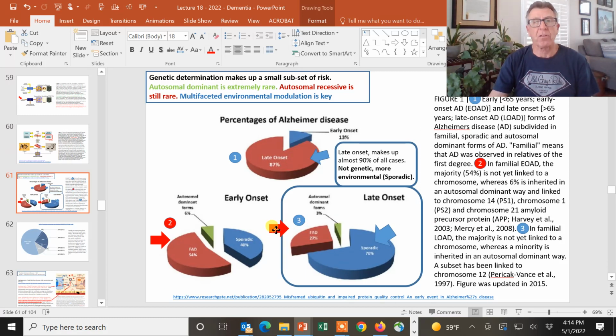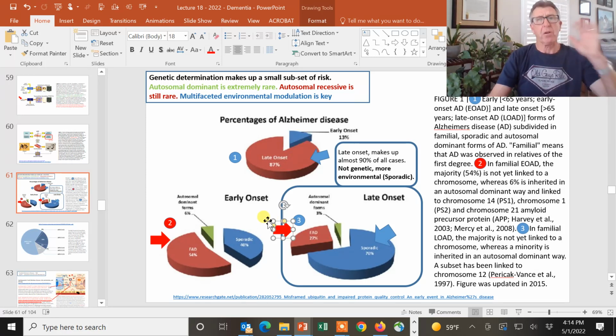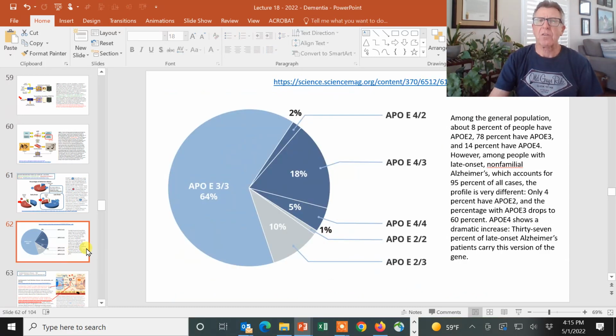And again, this is autosomal recessive. So the greatest risk is if you get ApoE4 from mom and ApoE4 from dad too. You may be E2, E3, you're looking pretty good. E2, E2, you're the best ever. That's how it all plays out. So this is looking at the population.